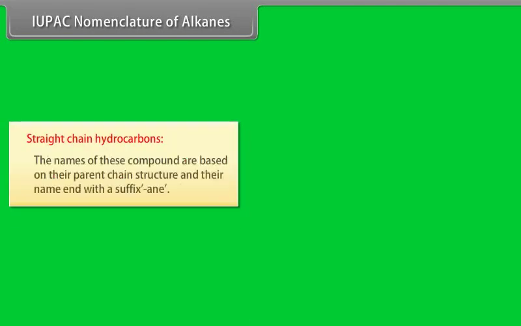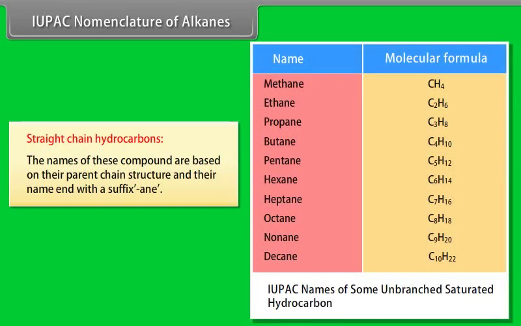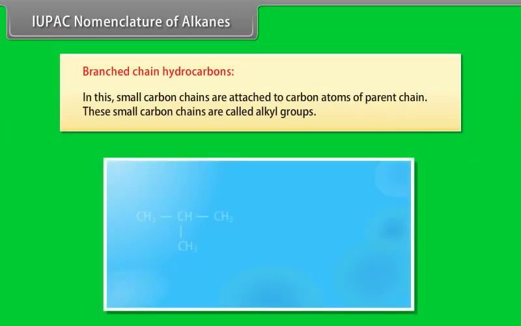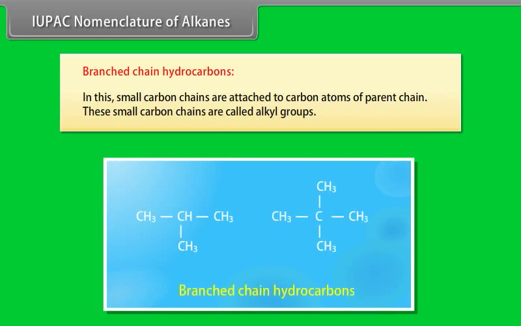IUPAC nomenclature of alkanes. Straight-chain hydrocarbons. The names of these compounds are based on their parent chain structure, and their name ends with the suffix -ane. Branched chain hydrocarbons. In this, small carbon chains are attached to carbon atoms of the parent chain. These small carbon chains are called alkyl groups.